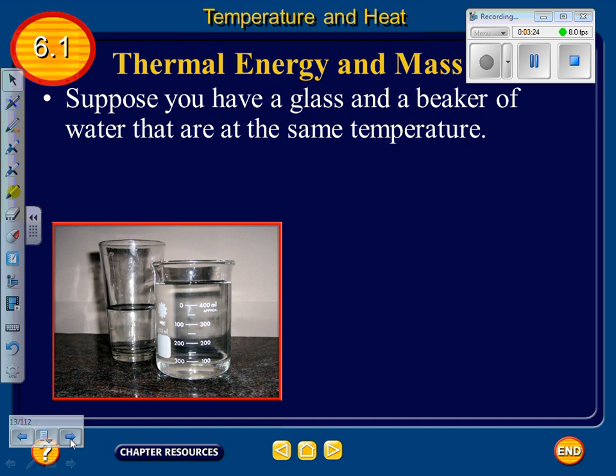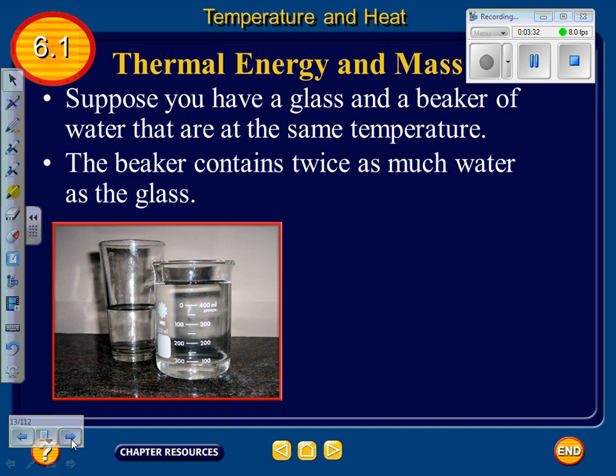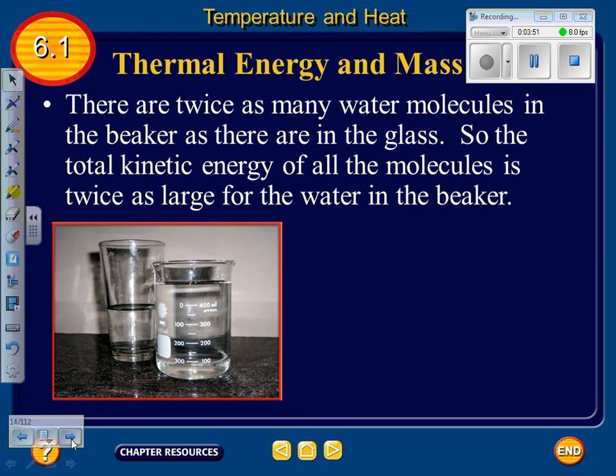Suppose you have a glass and a beaker of water that are at the same temperature. The beaker contains twice as much water as the glass. The water in both containers is at the same temperature, so the average kinetic energy of the water molecules is the same in both containers. There are twice as many water molecules in the beaker as there are in the glass. So the total kinetic energy of all the molecules is twice as large for the water in the beaker.